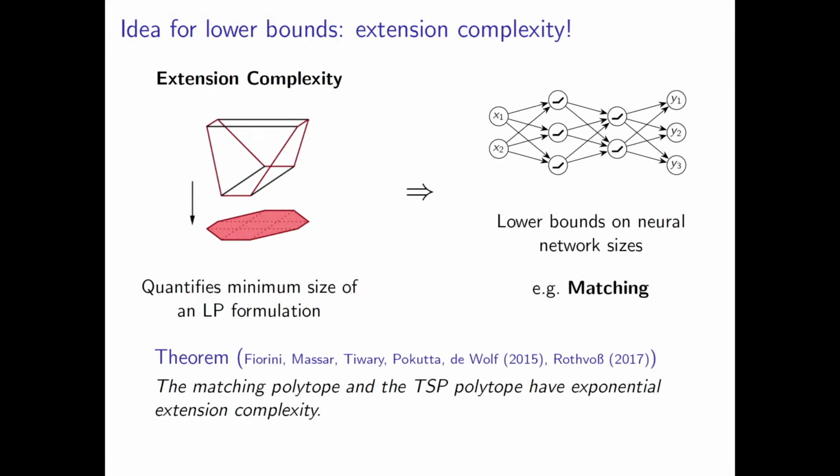Okay. And why do I think this is useful to prove lower bounds? Well, because people have proven lower bounds on this quantity for interesting polytopes. Like, if you look at the matching polytope, which is basically the Newton polytope of the function mapping edge weights to the weight of a minimum or maximum perfect matching, or the TSP polytope, then people have proven exponential lower bounds on this.